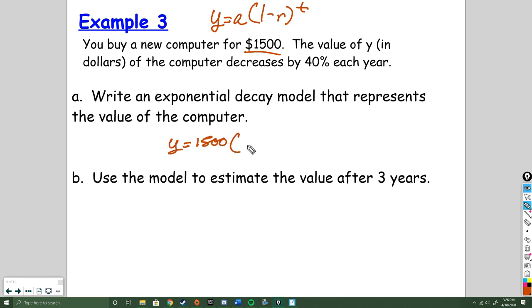And then since it's decaying, we're subtracting, and 40% would be 0.4. So we have 1 minus 0.4 to the t power. Now once again, I'm going to simplify this. Y equals 1500 times 0.6 to the t power.